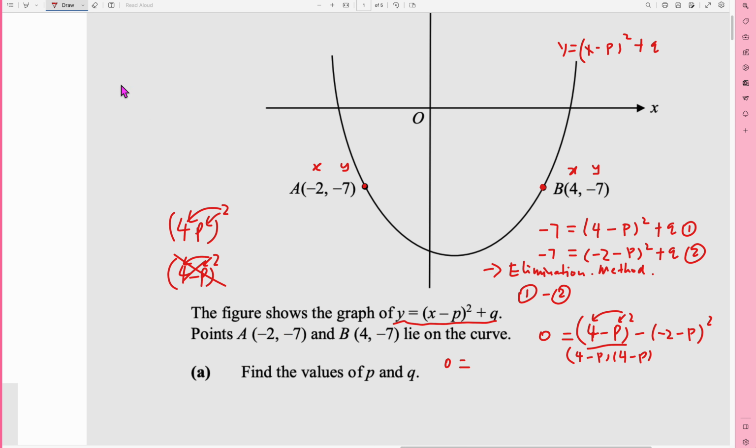So after you expand, you should be able to get, let me quickly give you the answer, 16 minus 8p plus p squared. Then for the behind one, in between is minus. The minus is here. So for the behind one it is 4 plus 4p plus p squared. Okay? And your job is to simplify and solve.